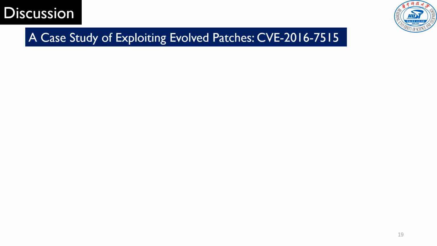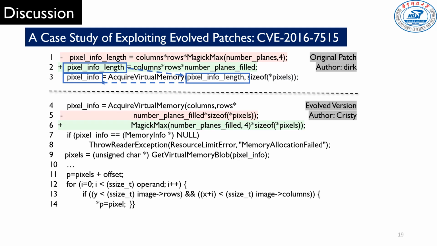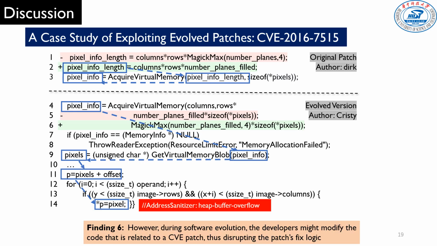Finally, we present a case study showing how patch evolution can disrupt fix logic. The original patch adjusted variable pixel info length, but during evolution, another developer modified pixel info, leading to a heap buffer overflow vulnerability. Using the directed fuzzer AFE algo, we identified this security flaw. The related data flow is marked in the figure. This case highlights the security risks in patch management.